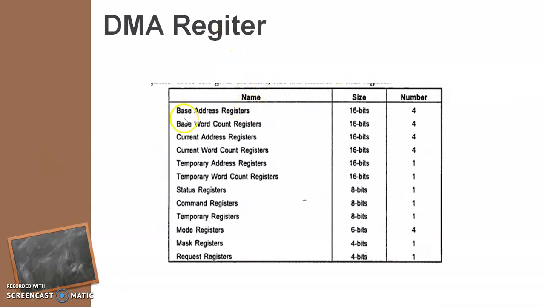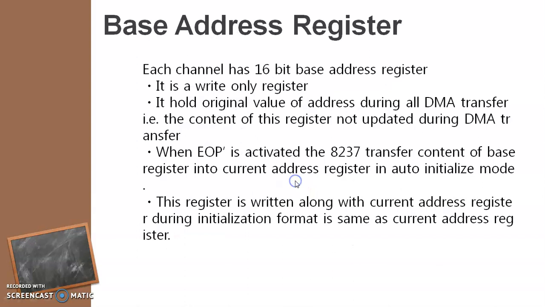So these are the DMA registers. You have the base registers. There are 4 independent channels. Each channel has a base address register, a base word count register, a current address register, a current word count register, and some temporary registers. The status register is only one register, and the command register is 1, the mode register is 1, the mask register is 1, and the request register is 1.